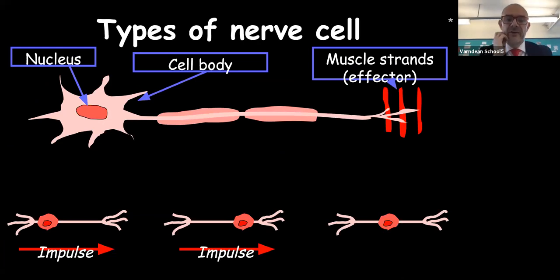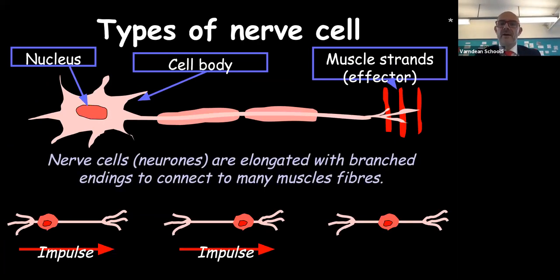Then we've got different types of nerve cell. This is a general nerve cell over here. So there it is. It's got a nucleus like an ordinary cell, but it's also got a long straggly bit that runs along the middle. And this one is ending in a muscle. So it's ending in an effector. So this sends a message along here that makes that muscle contract.